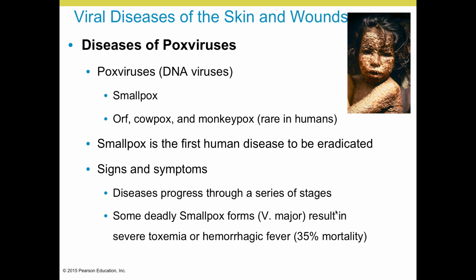Pox virus. Pox virus is a DNA virus, and it causes smallpox. They also can cause other ones like orf or cowpox and monkeypox, which is very rare in humans. Smallpox is the first human disease to be eradicated, and the signs and symptoms go through different stages. It goes into the skin, little spots, and then it goes throughout the whole body because of the toxemia or hemorrhagic fever that can persist afterwards.